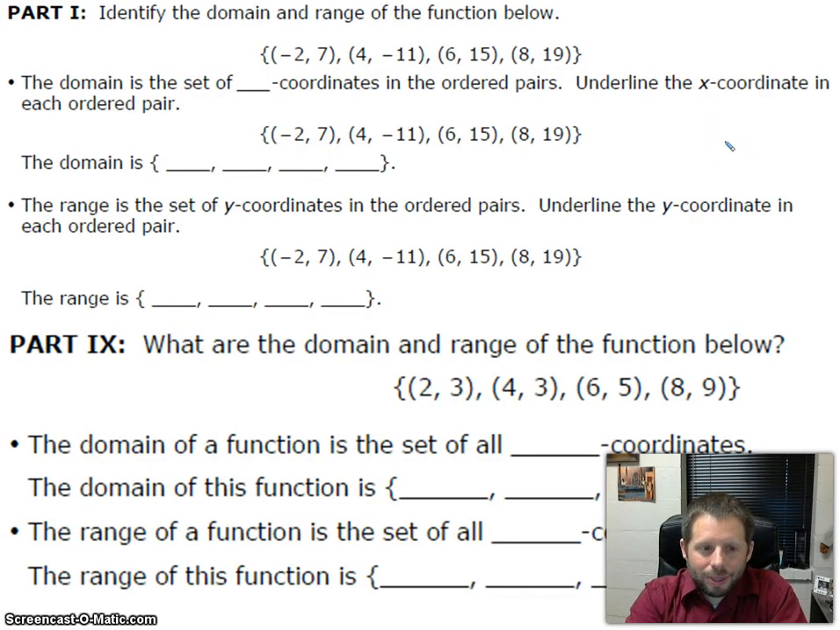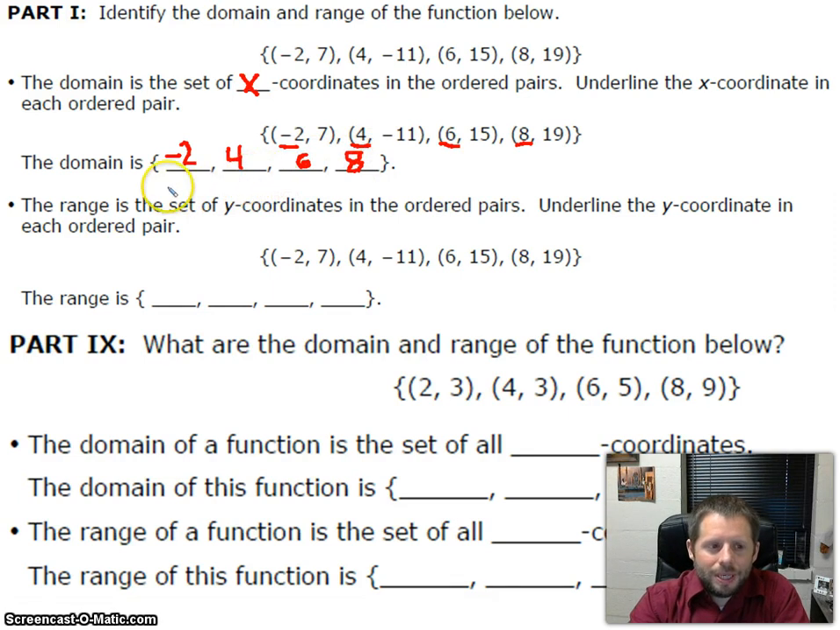To begin with, let's get a basic understanding of domain and range. Domain is the set of all x coordinates in a list of ordered pairs. So let's start by underlining what the x coordinates are in this given set of ordered pairs. So domain is our x values. For this particular list, our domain would be -2, 4, 6, and 8.